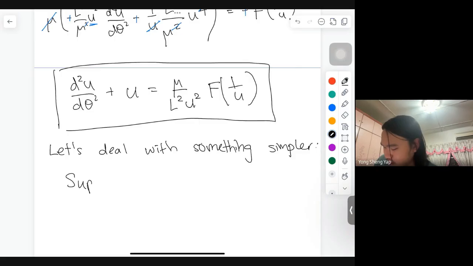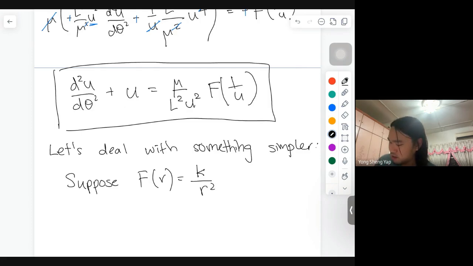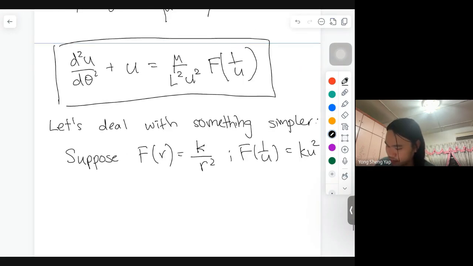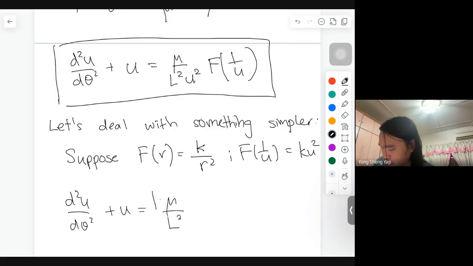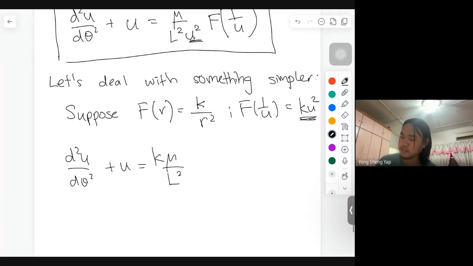Okay, suppose f of r is equal to some k divided by r squared. Then f of 1 over u is equal to k u squared. Then the right hand side will simplify to mu over l squared times k u squared, which is just k mu over l squared, because the u squared cancels out with the u squared here. This is a nicer formula, okay?